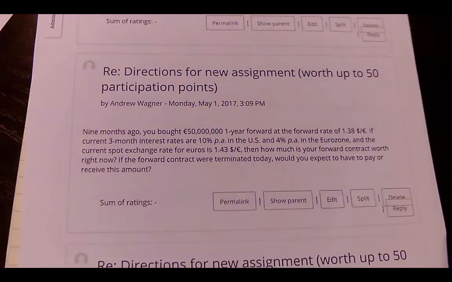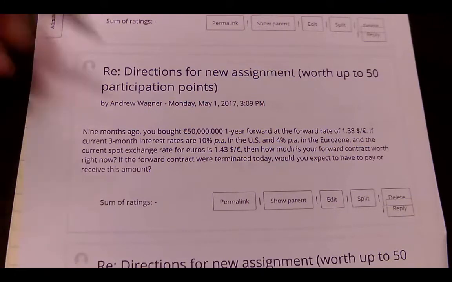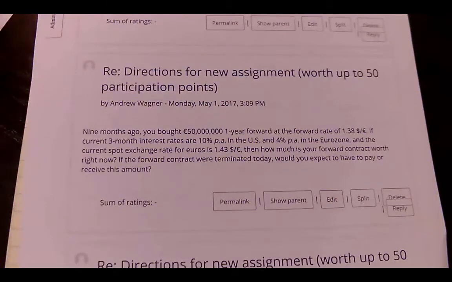Okay, here's the question that's listed. In this case, we're looking at a 1-year forward contract that you bought 9 months ago for delivery of 50 million euros. Since it originated 9 months ago and was originally a 12-month contract, and it's long, so you bought 50 million, it has 3 months left. If the forward contract were terminated today, what would you expect to have to pay or receive? In other words, how much is it worth?